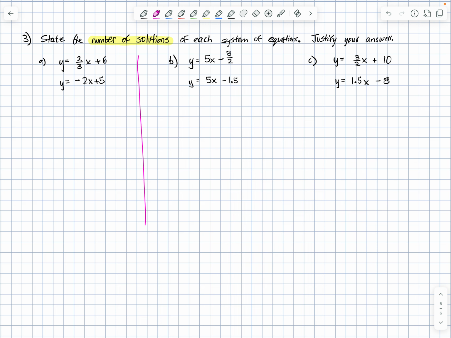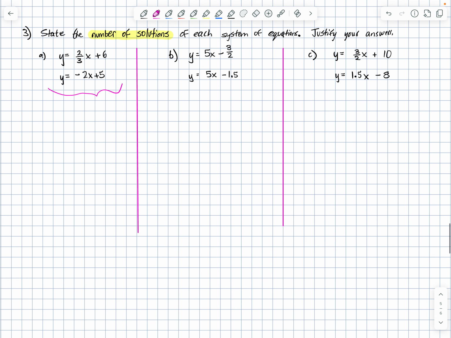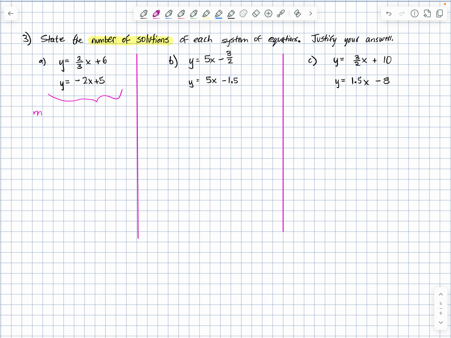So I'll just make 3 columns here to show the difference between the 3. All it's saying is, this question is: state the number of solutions of each system of equations, justify your answers, right? So take a look at this one right here. I have 2 equations. y is equal to 2 over 3 x plus 6, and y is equal to negative 2x plus 5. So these 2 equations are literally 2 different equations, right? Notice that we have 2 different m's, the 2 over 3 and the negative 2.